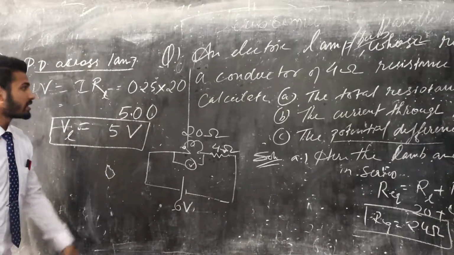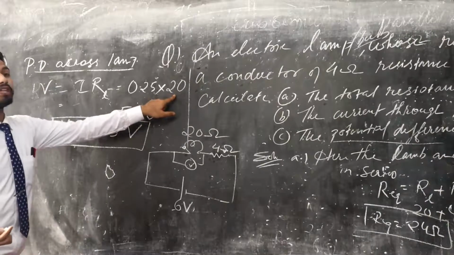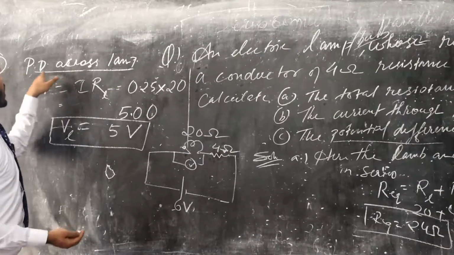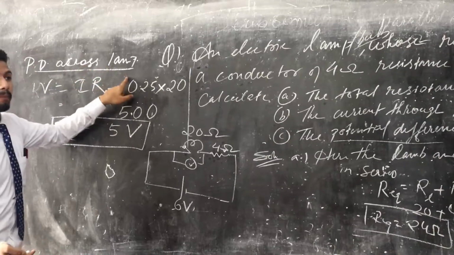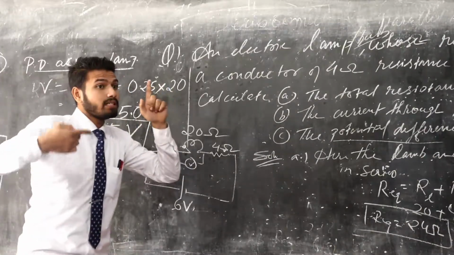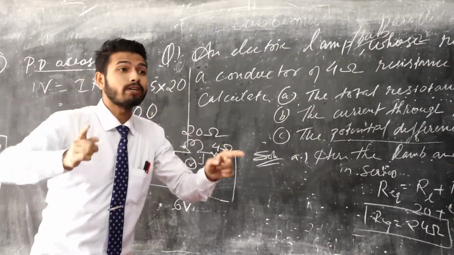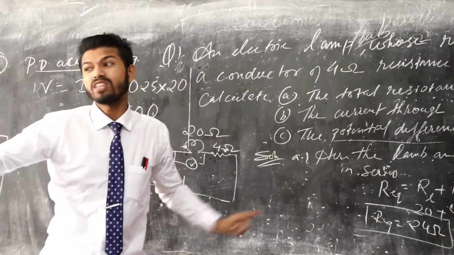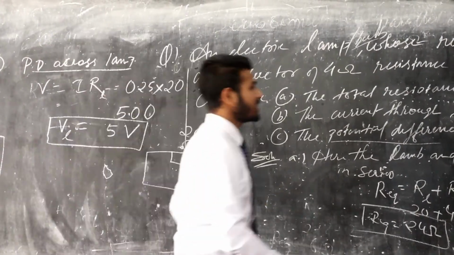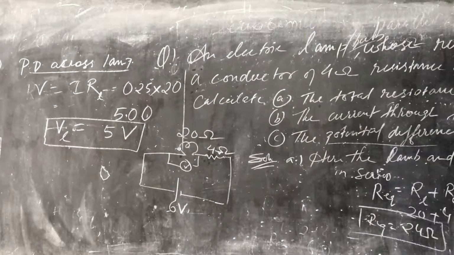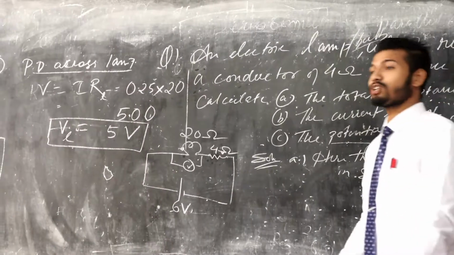Don't be confused. The confusion was that she was going to take resistance 24. No. You are finding the potential difference across the lamp, so we have to take the resistance of only the lamp, not the conductor. In the second part it is said to find the potential difference across the conductor. In this case we will take the resistance of the conductor.